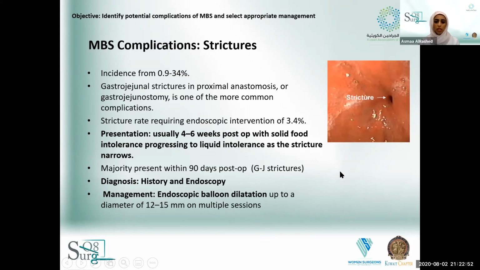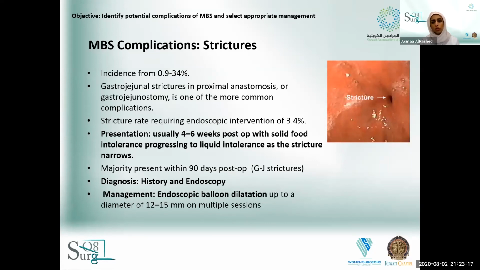Typically, these patients present between 4 to 6 weeks after the surgery, and usually they won't be able to tolerate solid food, and then also liquids as well. Most of them, however, present within 90 days, but rarely they would present after a year or so. The most common site, as we said, is the gastrojejunal stricture. That's the area where most of these strictures occur.